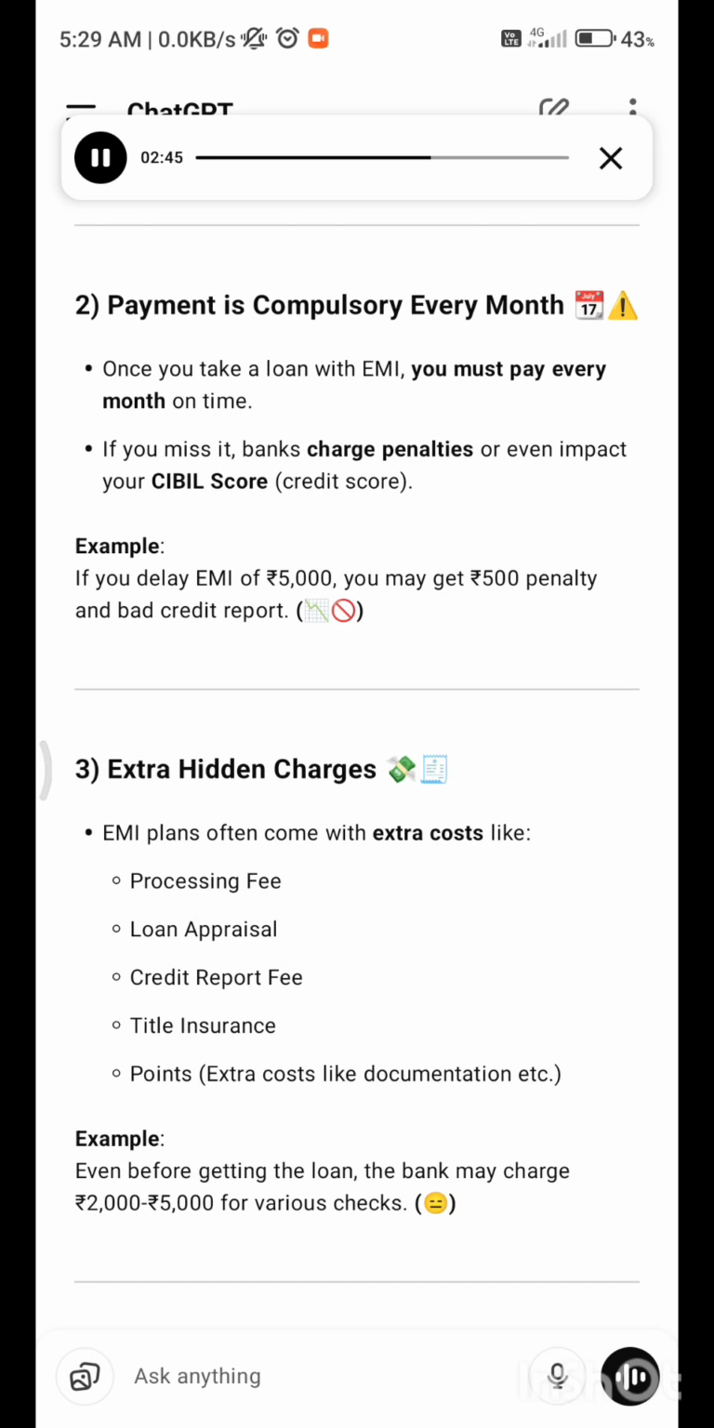3. Extra hidden charges. EMI plans often come with extra costs like processing fee, loan appraisal, credit report fee, title insurance, points, and documentation costs. Example: even before getting the loan, the bank may charge $2,000 to $5,000 for various checks.